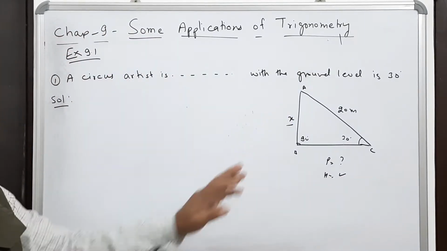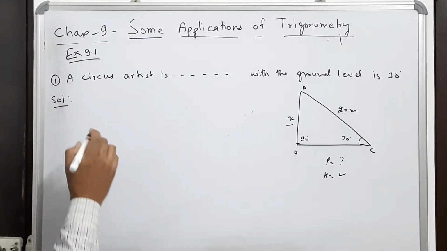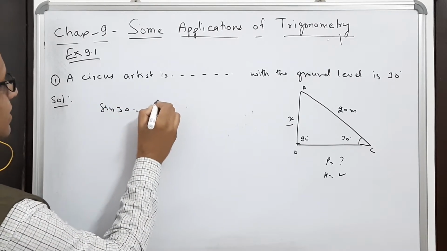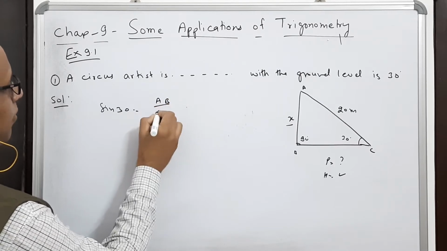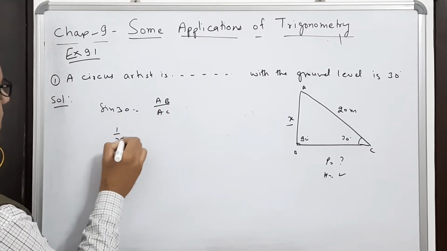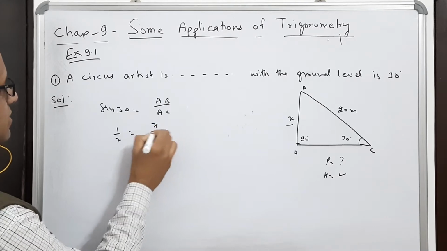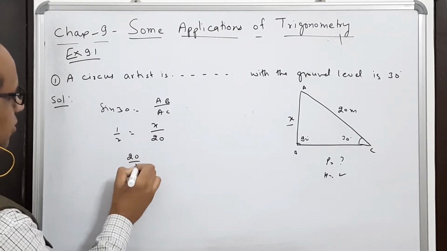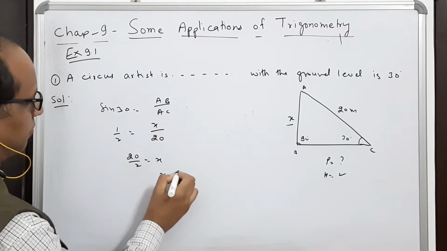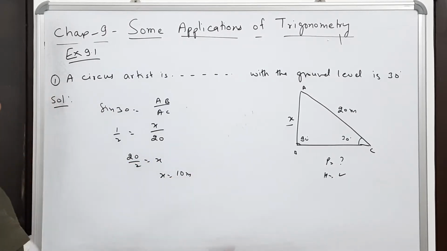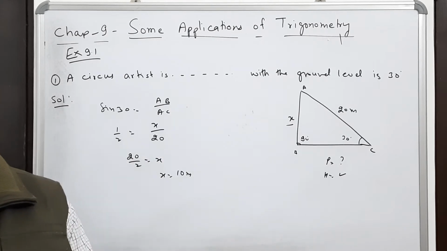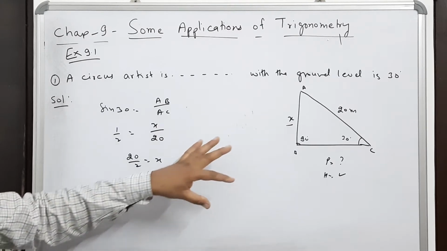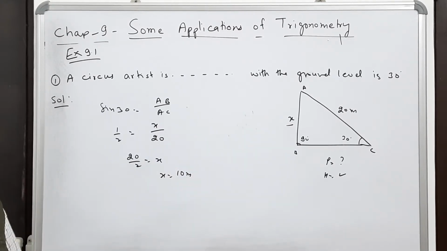And the perpendicular and hypotenuse come in what? It comes in sine 30. So sine 30 is AB upon AC. The value of sine 30 is 1 by 2. It is x upon AC, and AC is 20. So what is the value of x now? 20 upon 2. So the value of x is 10 meter. It means the height of the pole is 10 meter. So that is the answer of sum number 1. It is a simple application of trigonometry.